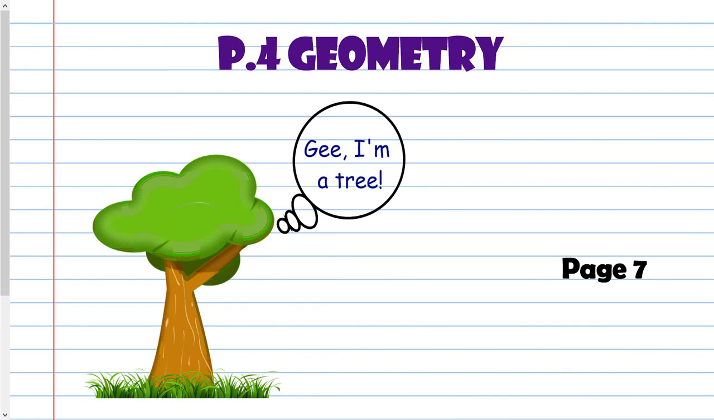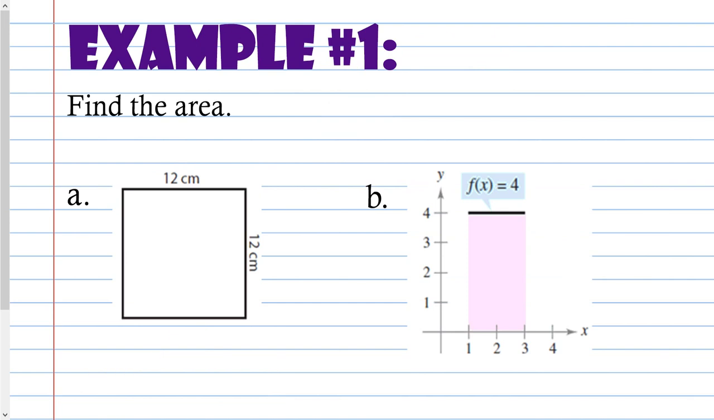P.4 Geometry. In this section, I'm just reviewing simple area formulas of squares, triangles, trapezoids, and circles. This is material that you do need for calculus. So the first four examples are set up in the same manner. We're going to find the area, and A is just a regular shape, but then B is the calculus version of how this question would be asked.